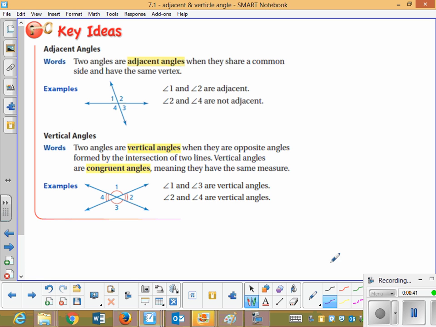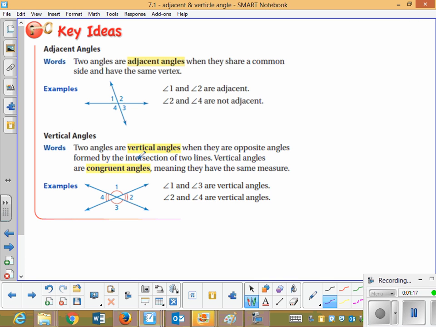So I have here 1 and 2. 1 and 2 are adjacent because they share the same vertex and the same side. They're next to each other. Adjacent means next to each other. 2 and 4 are not adjacent because they're across from each other. Another pair next to each other is 2 and 3, and also 1 and 4. Is 3 and 1 adjacent? No, they're not next to each other. So it has to be next to each other.